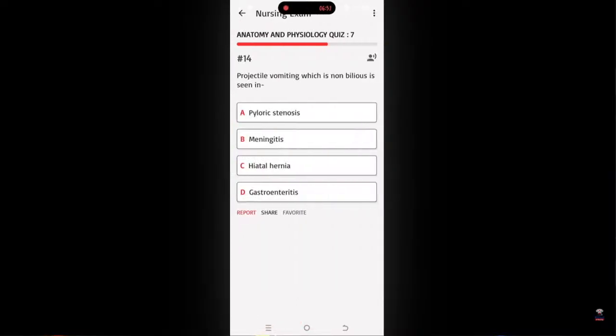Projectile vomiting, which is non-bilious, is seen in A. Pyloric stenosis. B. Meningitis. C. Hiatal hernia. D. Gastroenteritis.